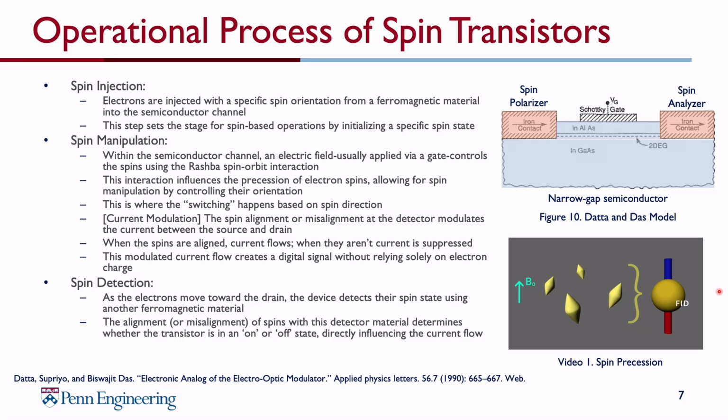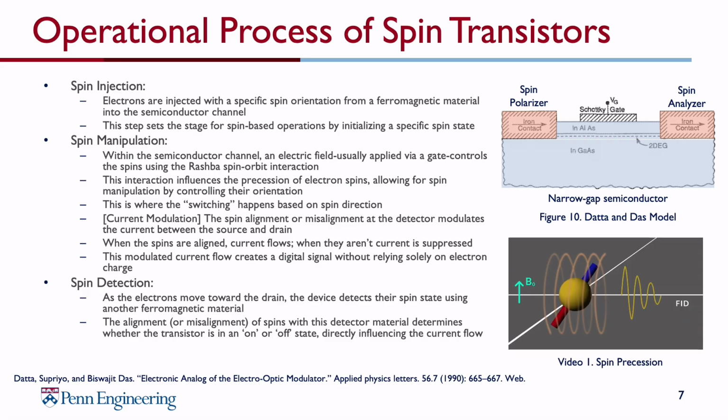As electrons travel through the semiconductor channel, the spin precesses, meaning the spin direction rotates at a rate determined by the strength of spin orbit coupling and the applied gate voltage. To help your understanding of spin precession, I attached a video that explains how the spin precesses when an AC magnetic field is applied, which has direction from east to west.